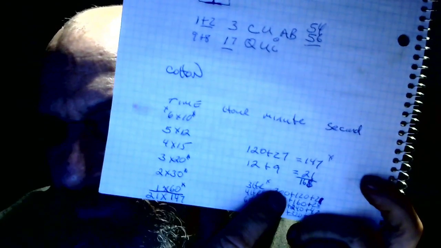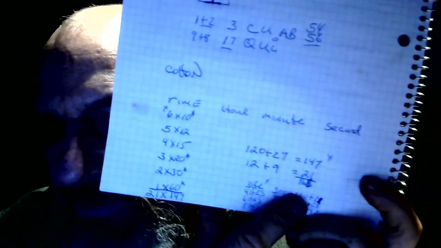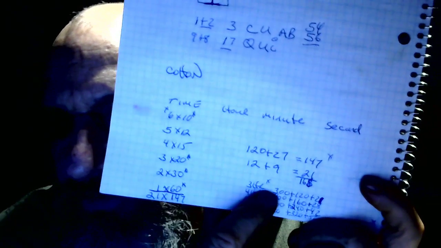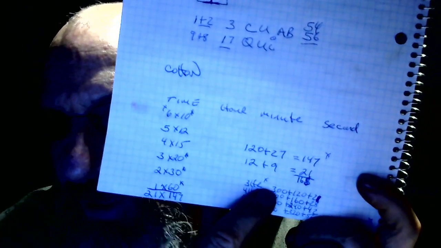3 times 1 is 300. 3 times 4 is 120. 3 times 7 is 21. This is the cube. This is the 7th gate. This is 636. This is creation in the hundreds. It creates 3 sides. The hundreds.